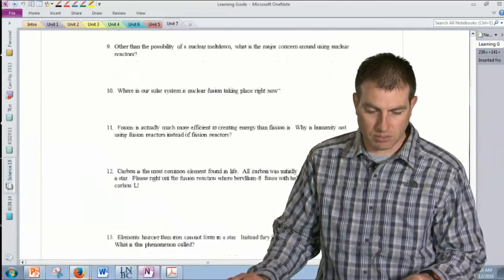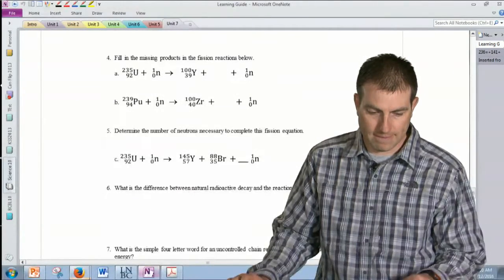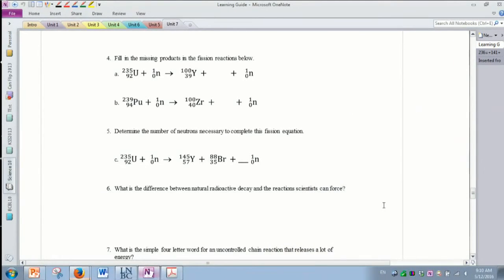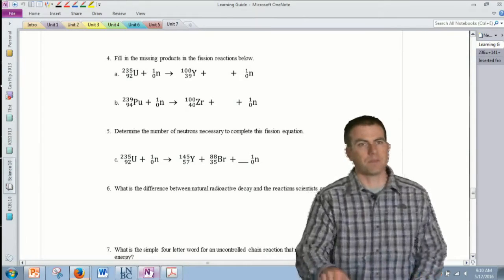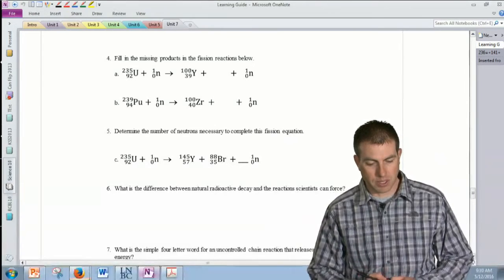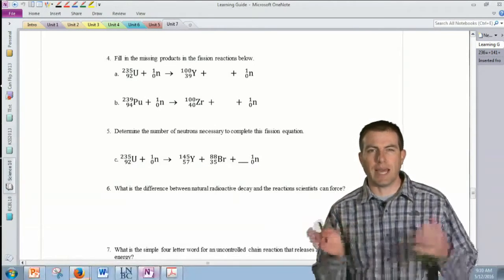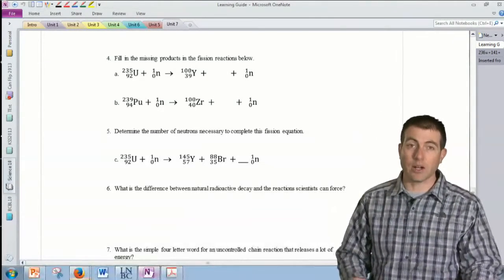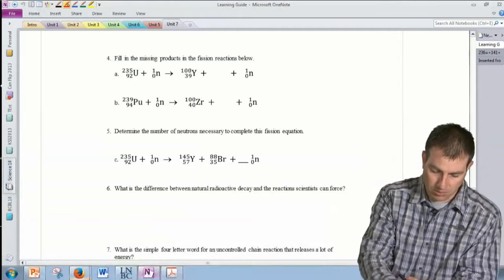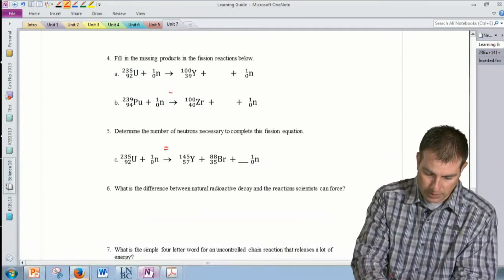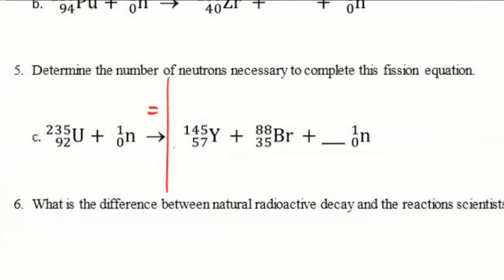Number 5, page 7. Determine the number of neutrons necessary to complete the fission equation. Okay, so we'll look at a few extra examples of this type of question today in class, but essentially what we need to do is make sure the math works out on both sides of the equation. So again, we need to think about the arrow as being an equal sign. So I'm going to put a little equal sign above it just to remind us of that. And then what I'm going to do is just do the math.